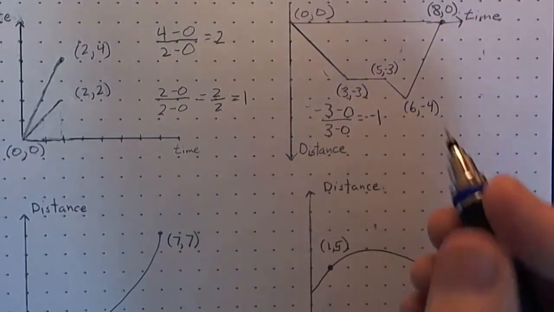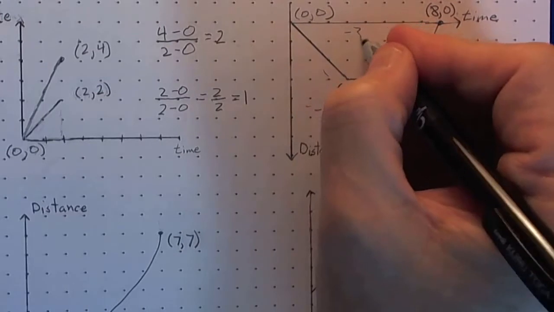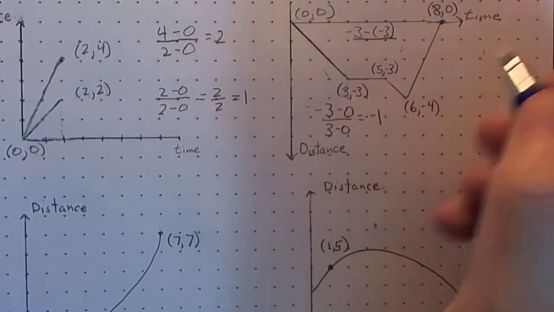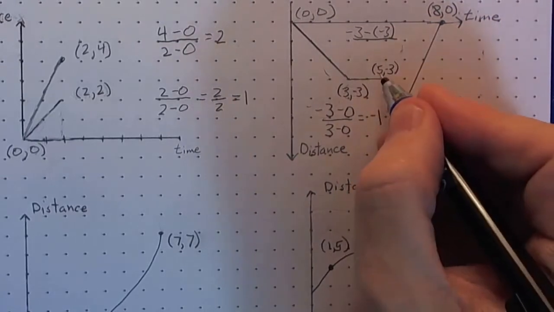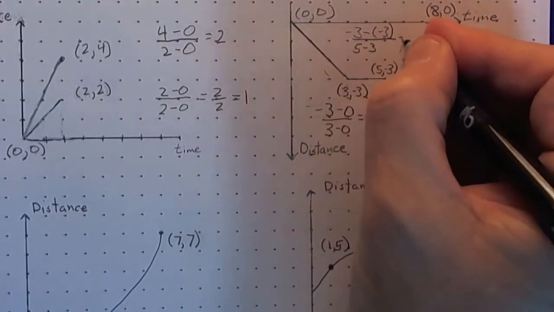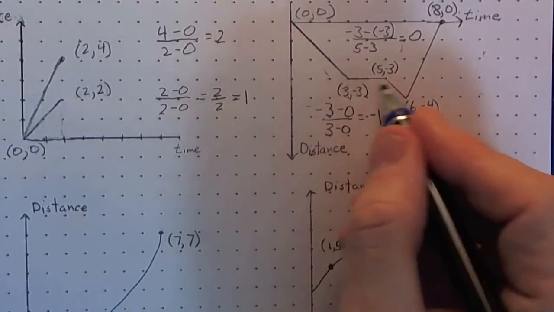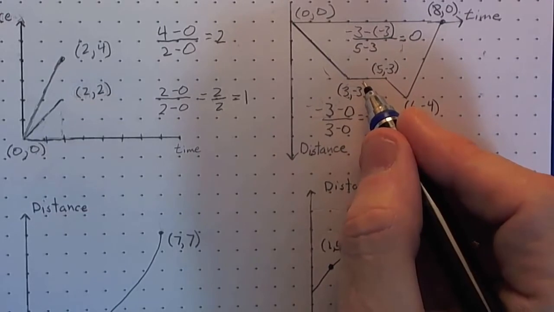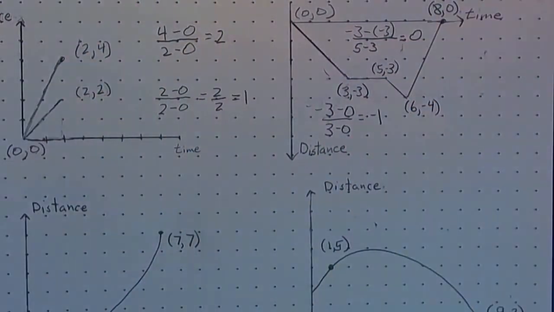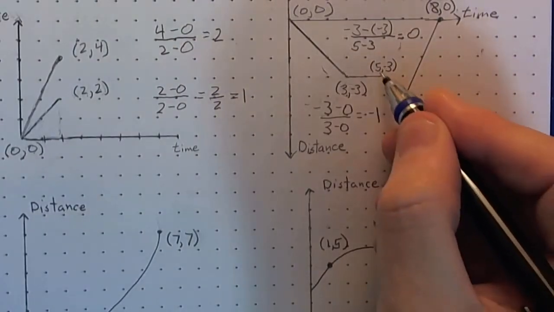Now, what does that look like with slope? Well, we go change in y's, -3 minus a -3 over 5 minus 3. And of course, you get 0. See? So we were 0 there. Our distance wasn't changing. Our velocity was 0. We were stopped, taking a nice rest. Then, at hour 5, we pick it up again and walk for another hour.